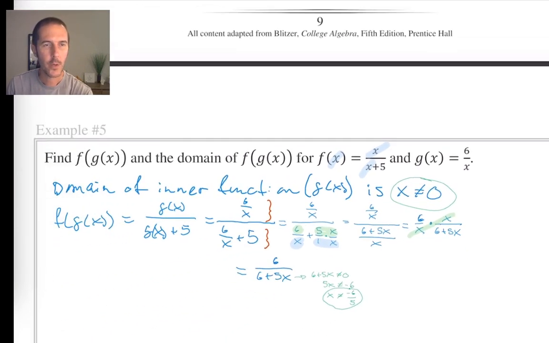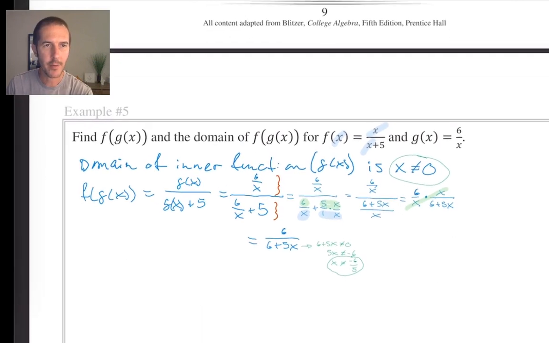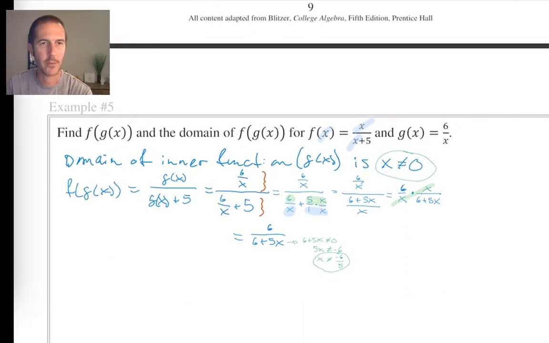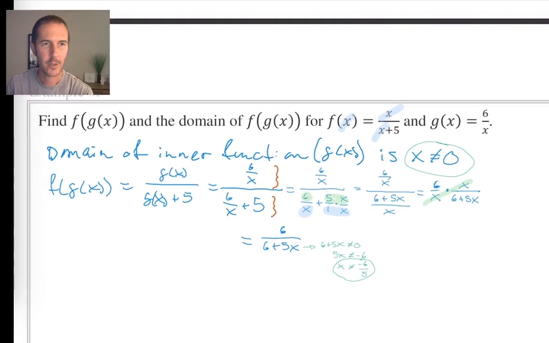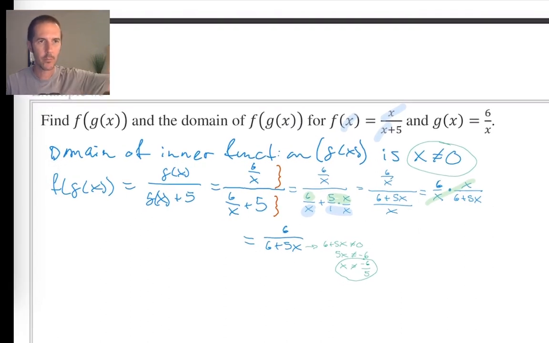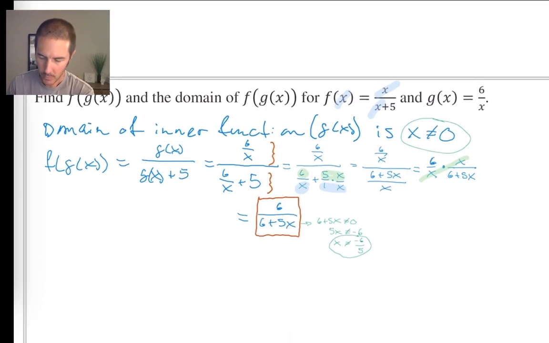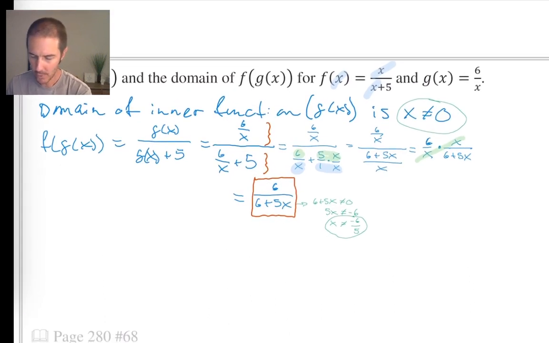So let's look at the question again. Find g of f of x. Sorry, I don't know why I read that inside out. Find f of g of x. Right. There it is. See where it says that? Find f of g of x. We did that. That was here. So that was the first part of our answer. And the second part of our answer is going to be stating the domain, which is going to be all real numbers except for 0 and negative 6/5. And I'm going to put that on a number line, I think.